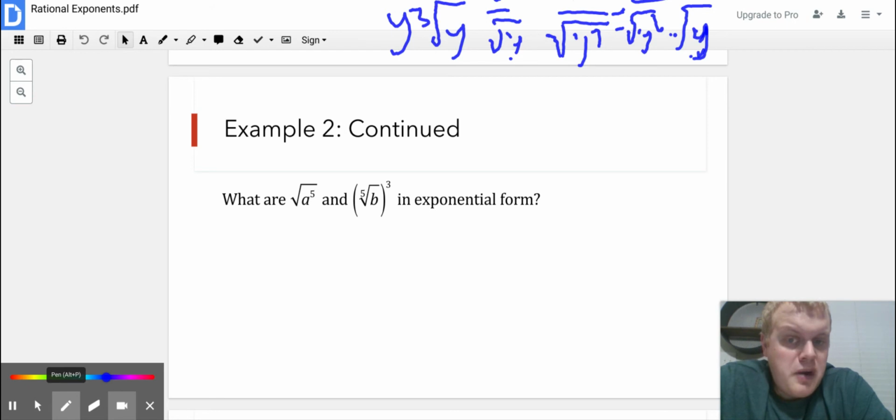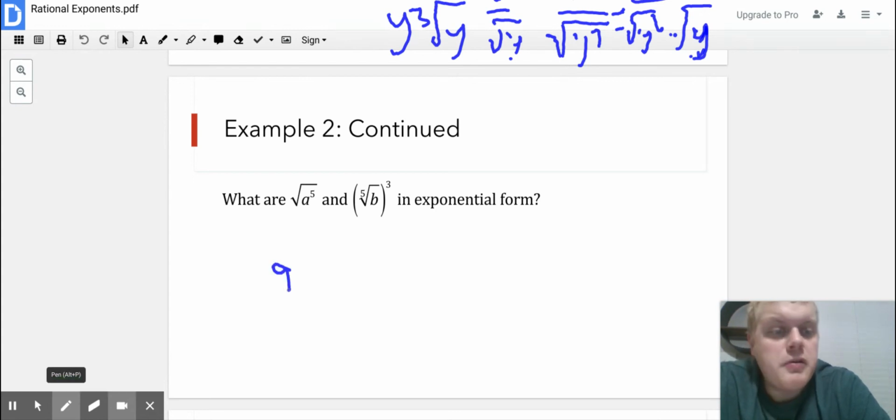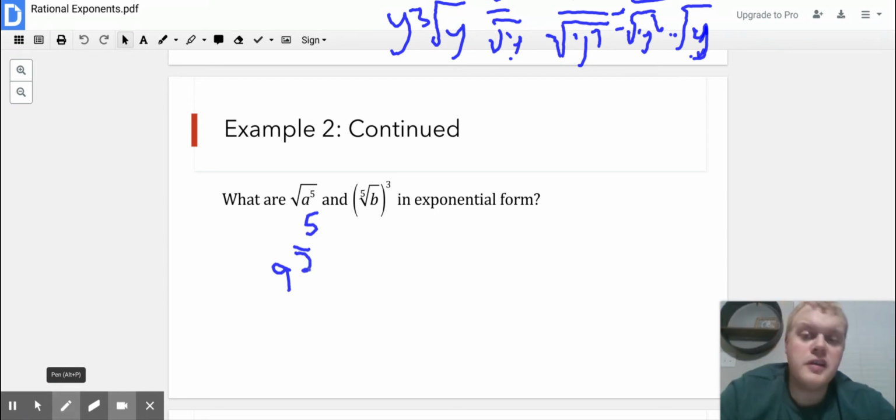So again, we're looking at the radical for this first one here, the square root of a to the 5th. So that would end up being a 2 for our denominator. So it's going to be a to the power of 5/2. Again, the 2 goes on the bottom because that's what the radical is. And whatever that power is going to end up being the numerator every time for us.